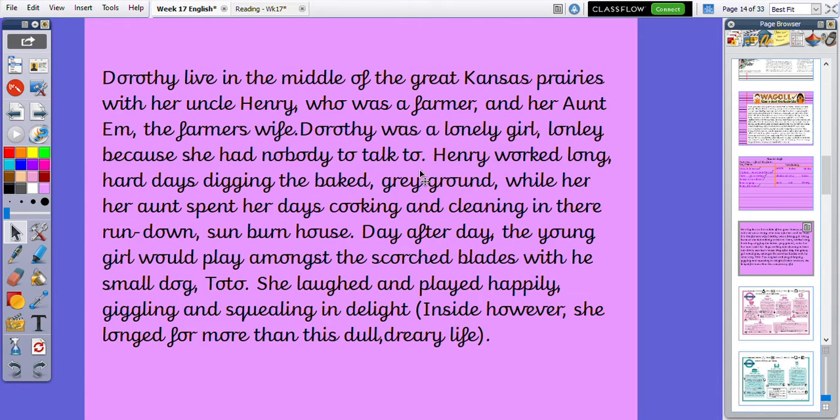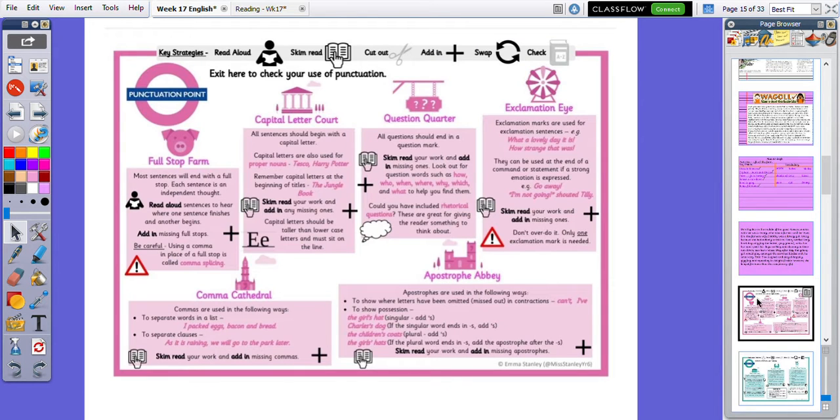Let's see, Aunt Em, Dorothy has a capital letter. Henry has a capital letter. My sentences are beginning with capital letters. Toto's got a capital letter. Brilliant. So that's all of my capital letters done. I didn't have any questions, so I'm going to leave that one. I could possibly go and add an exclamation mark, but I don't think I need one at this point.